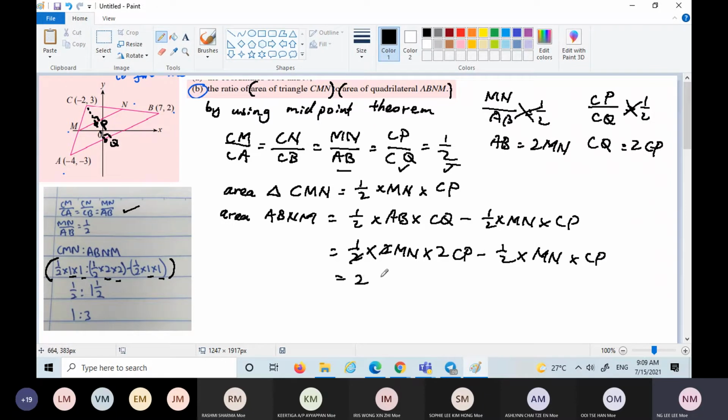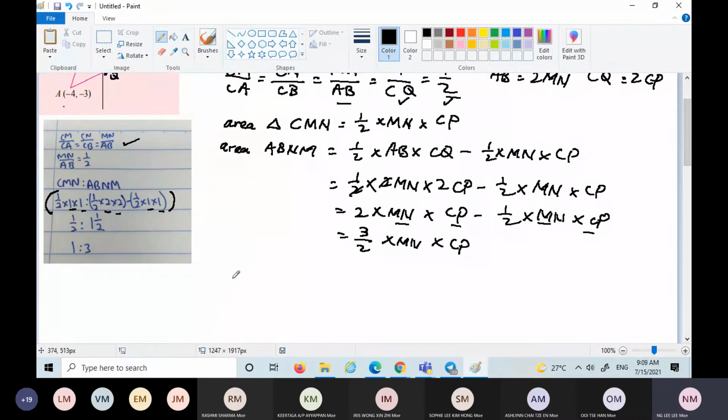So this one you have 2 MN and CP, and half MN and CP. Then you have MN CP. This is like a like term already, so you can combine it. So 2 minus half, so it's 3 over 2 MN and then CP. Now you can write out the ratio. So I write out the area of CMN to the area of ABNM.